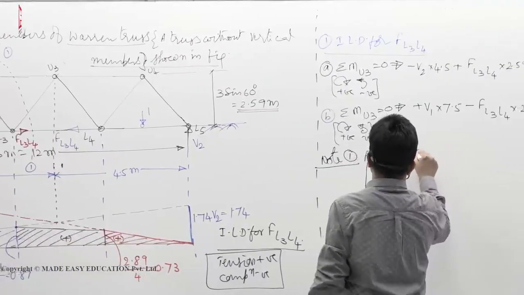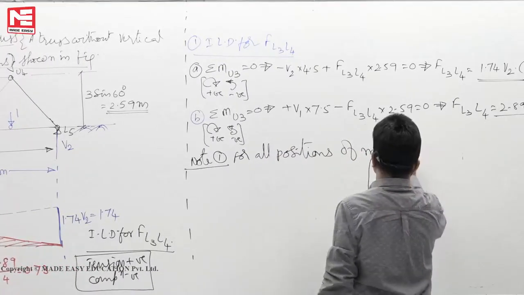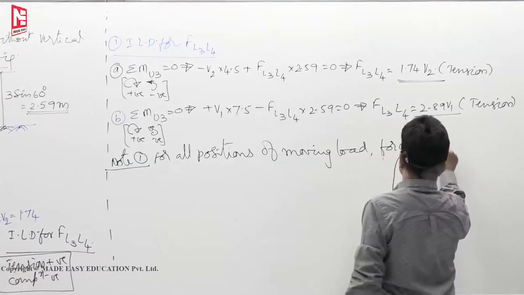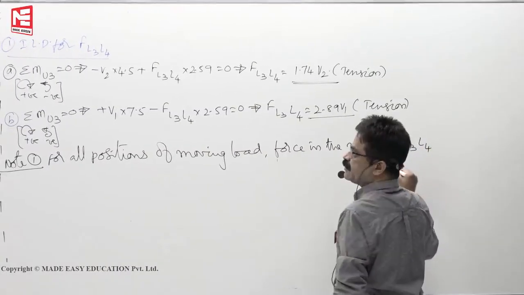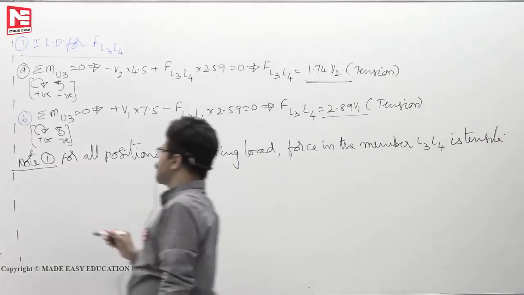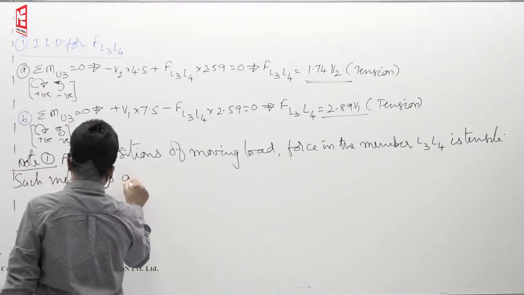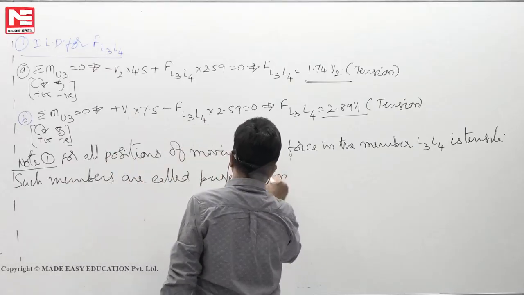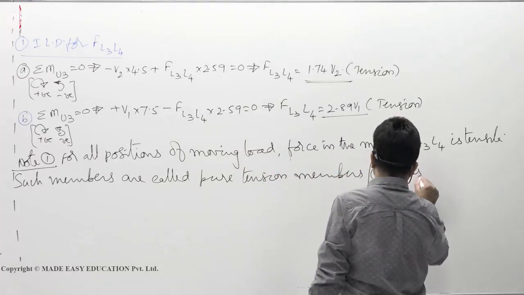For all positions of moving load, force in the member L3, L4 is tensile. Such members are called pure tension members, or say simply tension members.